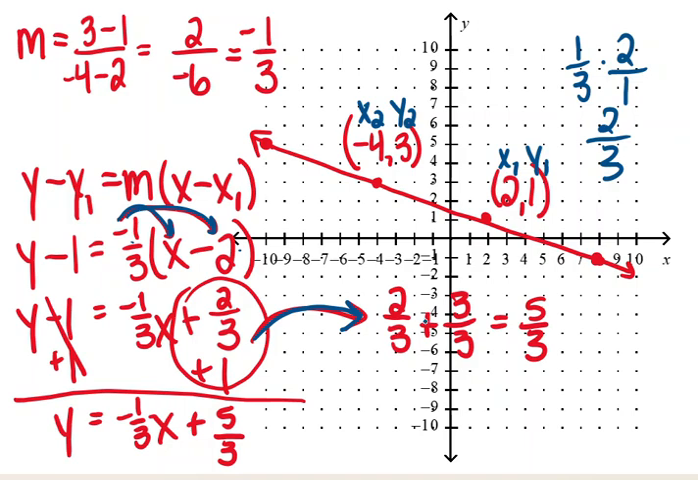I took 2/3 plus, I need to get a common denominator for 1. So if you imagine putting it over 1, 1 over 1, and then I need to get the denominator to be a 3, so I also have to multiply the top by 3. That's how we get 3 over 3. Now when we add the fractions, 2 plus 3 is 5, and the denominator stays the same. So that's how you get the y-intercept of 5/3.